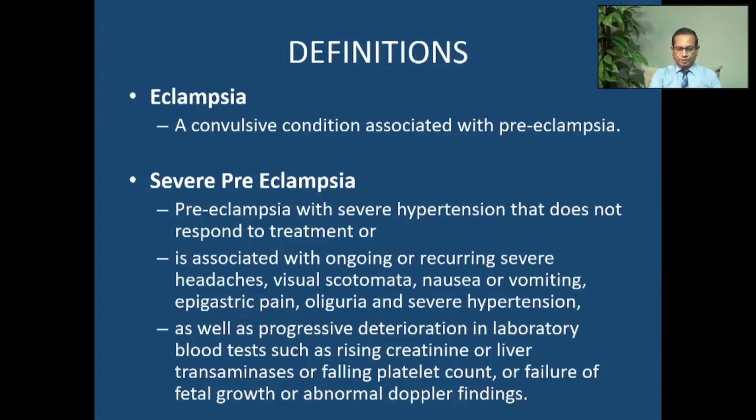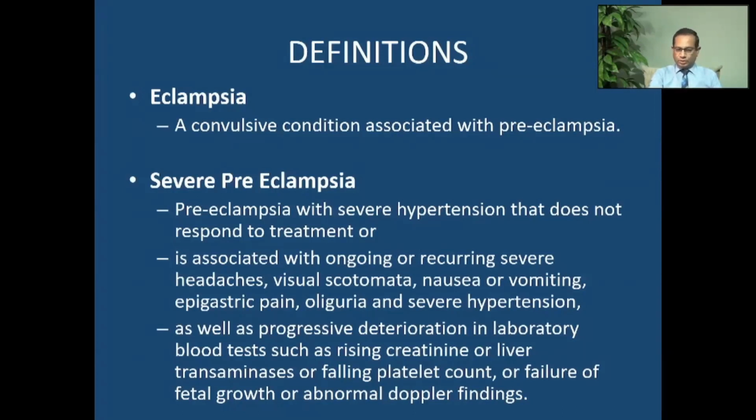Severe preeclampsia means preeclampsia with severe hypertension, that is blood pressure of more than 160 by 110, that does not respond to treatment, or associated with ongoing or recurring severe headache, visual scotoma, nausea or vomiting, epigastric pain, oliguria, and severe hypertension, as well as progressive deterioration in laboratory blood tests such as rising creatinine or liver transaminases, or falling platelet count, or failure of fetal growth or abnormal Doppler findings.